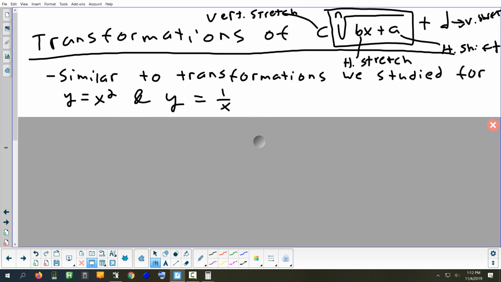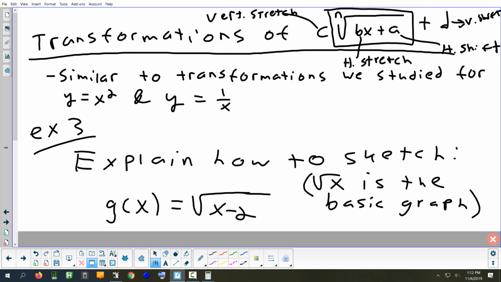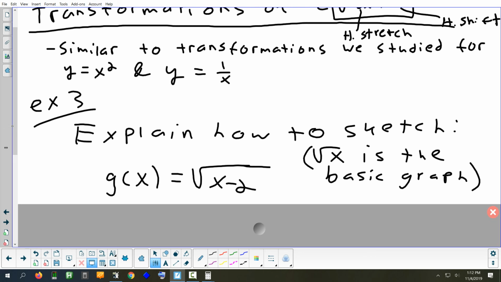So we've studied these transformations before. Let's just see if we can do it here. So let's look at g of x. How would you graph g of x compared to the square root of x? Like if you had the square root of x, what would you do to it to turn it into g of x?